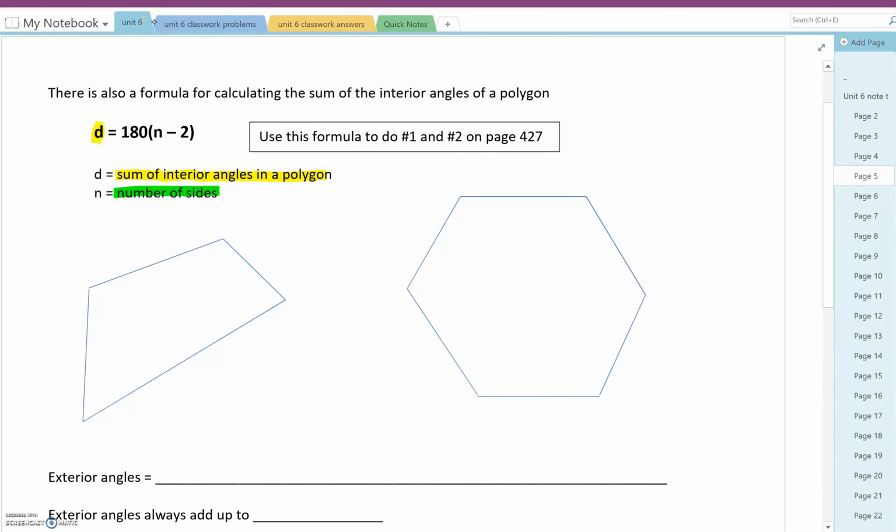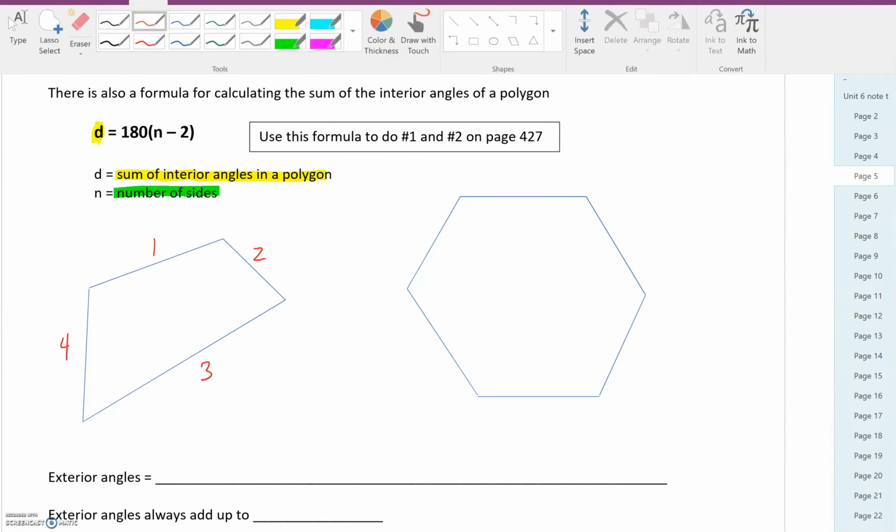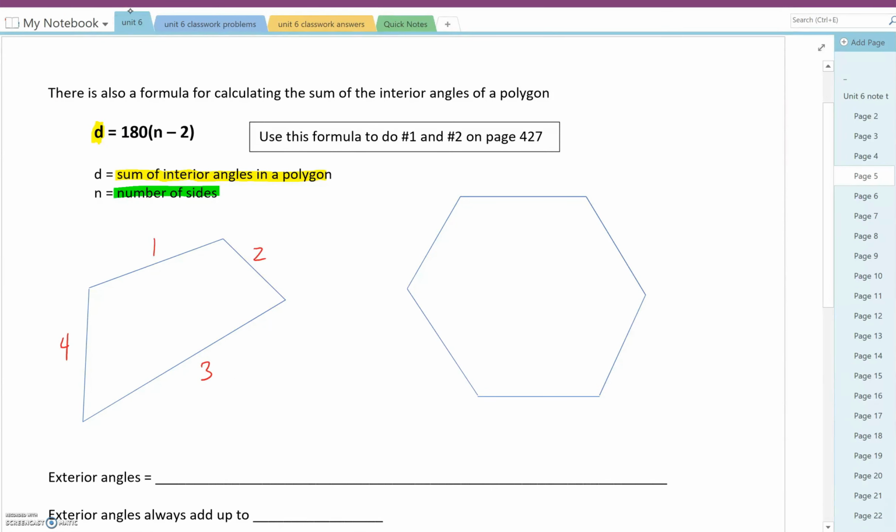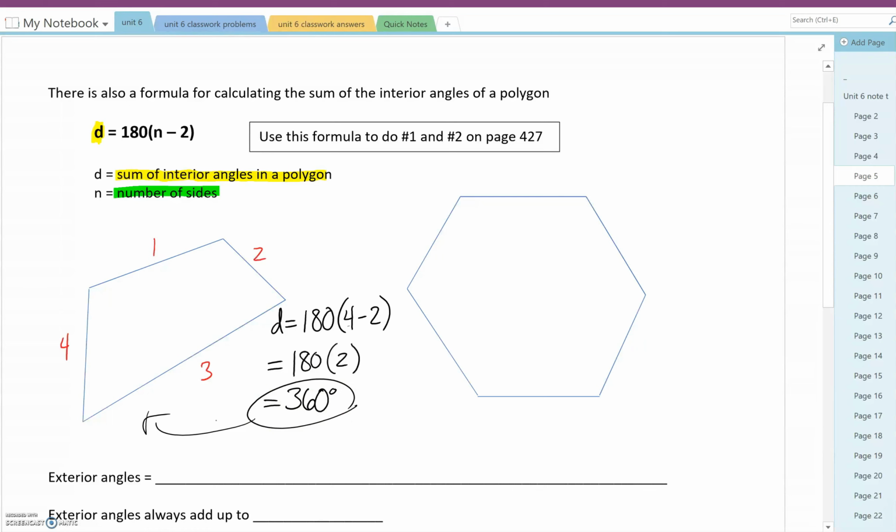So if I work with that equation down here, I can see that this shape has 1, 2, 3, 4 sides. If I want to figure out how many degrees there are in this shape, well, I already know there's 360, but if I want to use the formula, I would say D equals 180 times n, which is 4, minus 2. 4 minus 2 is 2. 180 times 2 is 360. So I got the same answer I got before, which is good.